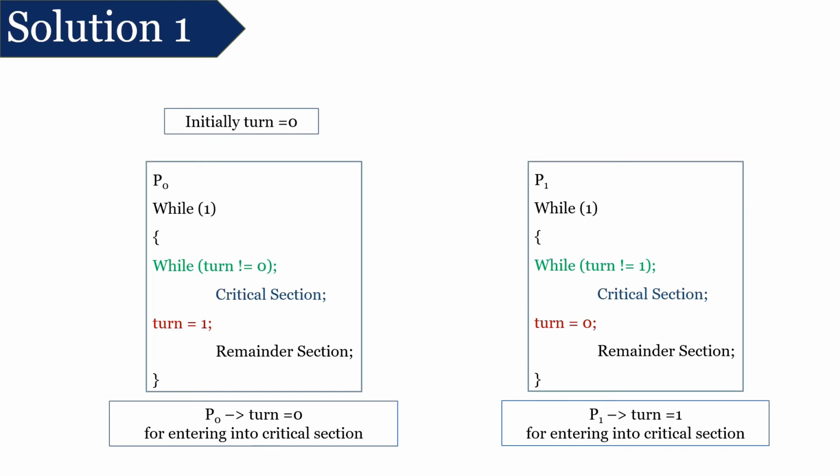Here, though we have achieved mutual exclusion, we have not achieved progress, as if P1 doesn't want to enter its critical section, it will block P0 from entering its critical section.